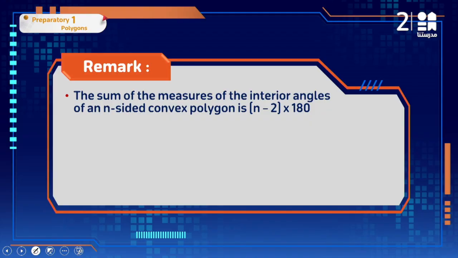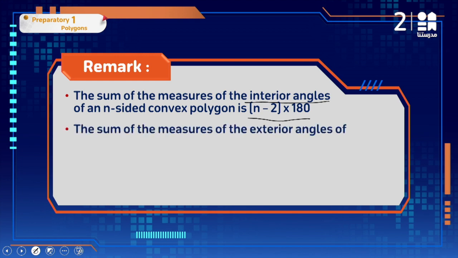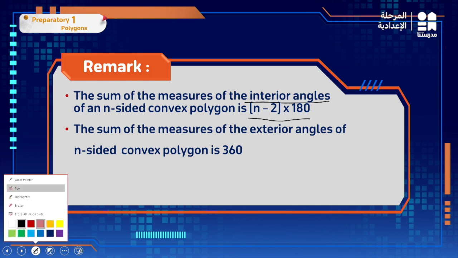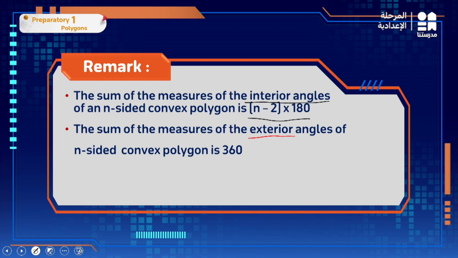Here we have another remark. First, the sum of the measures of the interior angles of an n-sided convex polygon is always n minus 2 times 180. n is the number of sides. That is the measure of the interior angles. Second, the sum of the measures of the exterior angles of any convex polygon is always 360.